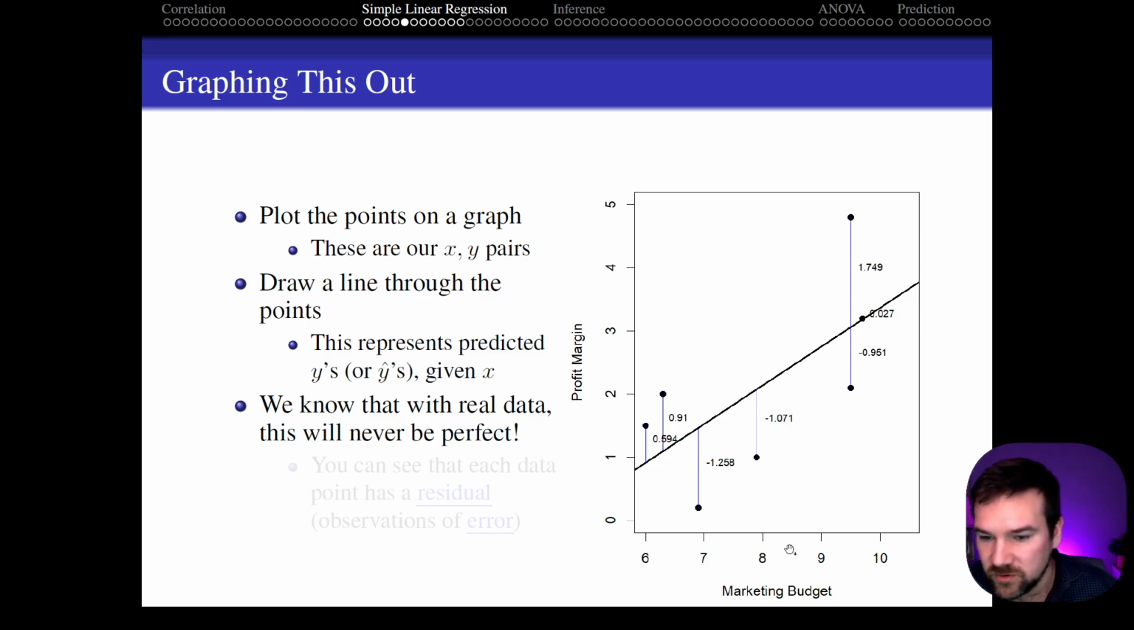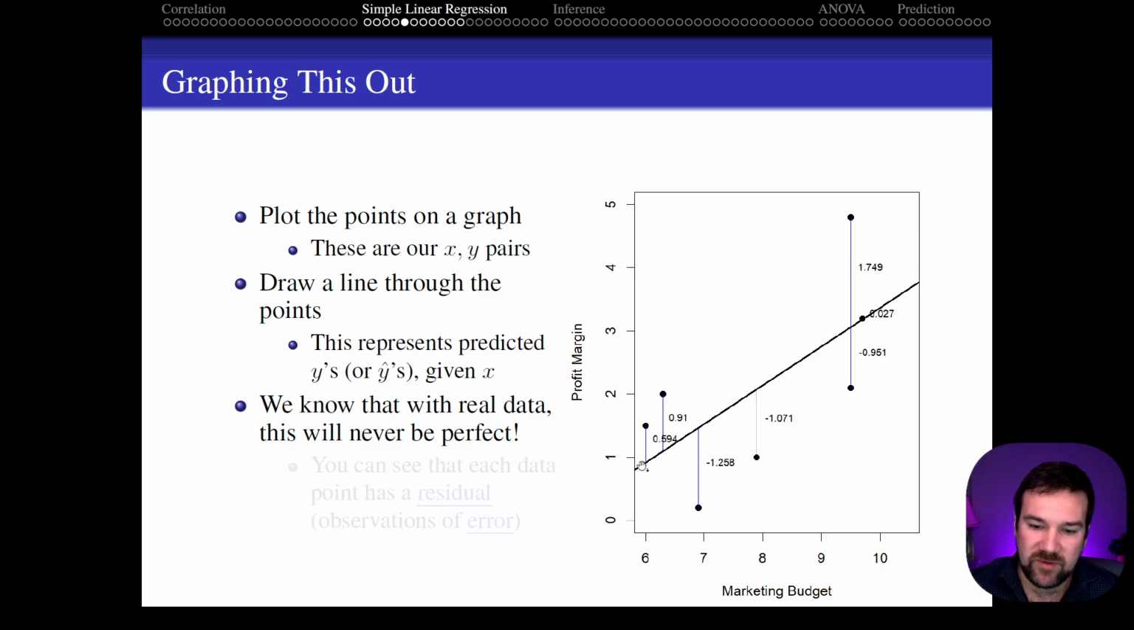And so here I've added blue lines to represent all of the different ways that this isn't perfect. So here for this dot is 0.91, so about $1,000 more than what I would have predicted with a marketing budget of $6,500. For my marketing budget of $7,000, the actual profit was about $1,200 less than what I would have predicted using my equation. So for each data point, there's an error amount associated with it.